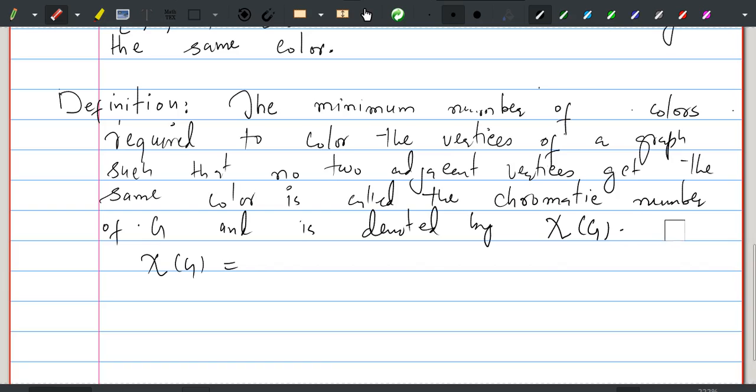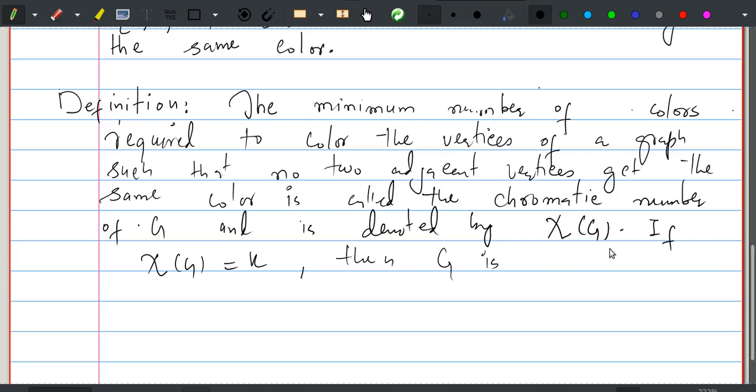So if chi of G is K, then the graph G is called K chromatic. G is said to be K chromatic. This means that if chi of G is K, then G is called K chromatic.